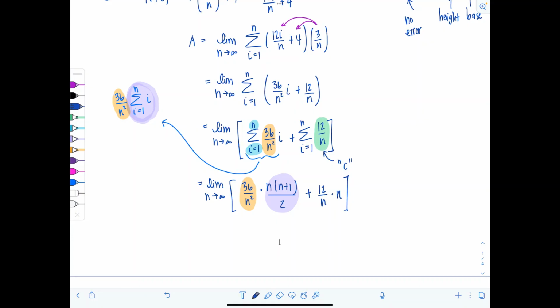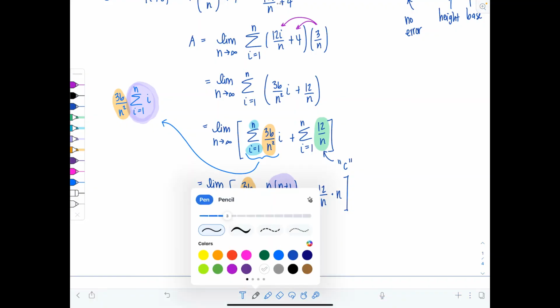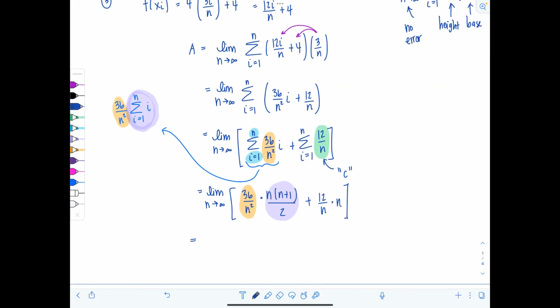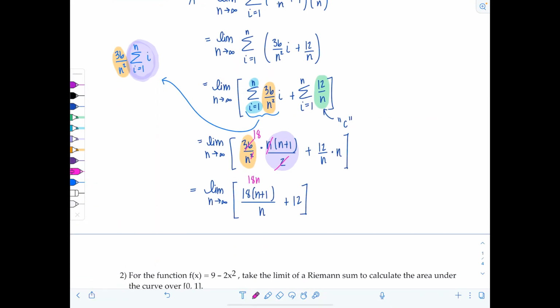Good. Now how to take this limit. I'm actually going to do it a different way than I did in the video lecture. I think it's a little cooler. So what we're going to do is cancel first, term by term. So the limit as n goes to infinity: 36 over 2, that can cancel. This is 18. And then this n cancels with one of the n's down there. So I have 18 times n plus 1 over n plus just 12, right? The n's cancel there.